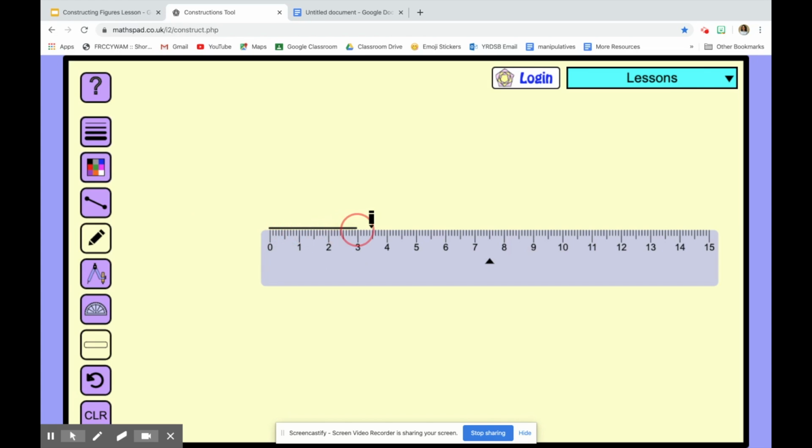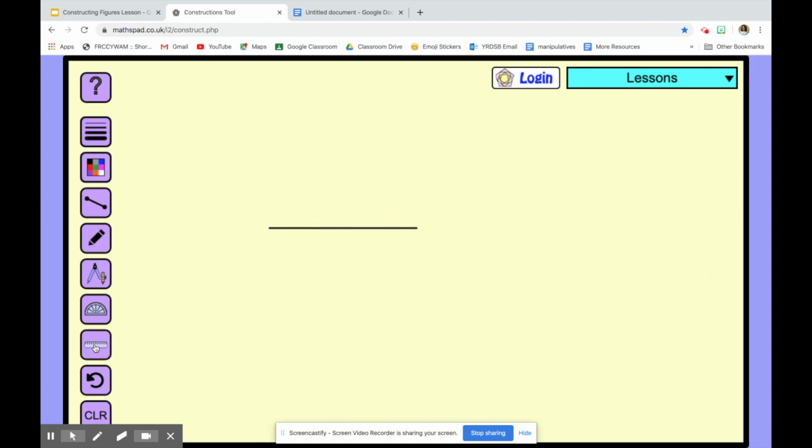So I start at 0, I go all the way to 5. Okay, I'm going to get rid of the ruler, and now I'm just going to label this line. So B, D.